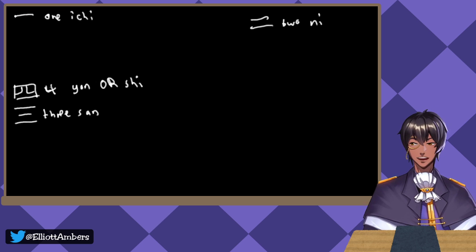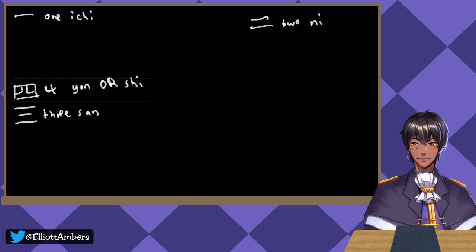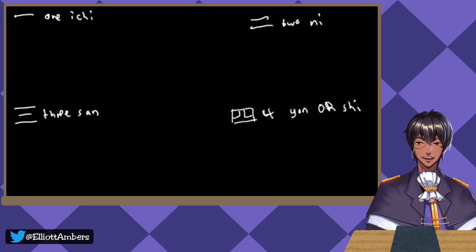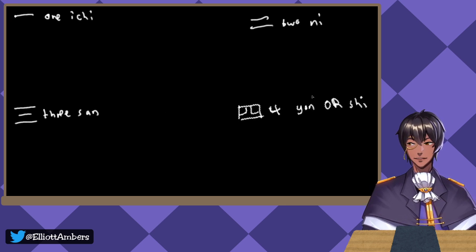Because when we count normally, the only ones that you usually see changed around every so often are 4 and 7, with Yon and Shi being changed around because of that whole superstition about it being the same pronunciation as death, so they want to avoid that.